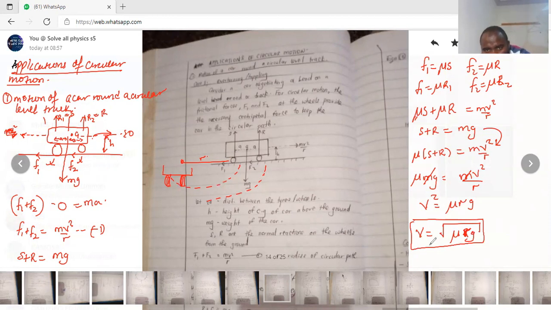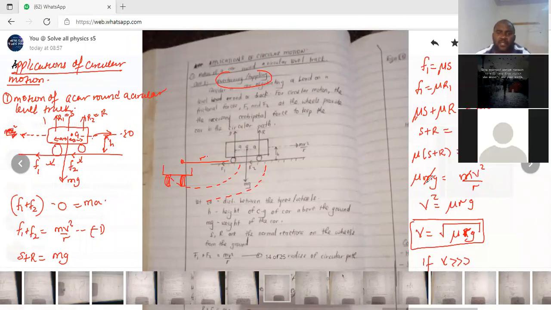Now, if the condition is to overturn, like I've said up here, overturning can come as a result of v being very, very big. When the speed is very high, the car can easily overturn. I don't know whether you can see me here. Let me try to show you something.